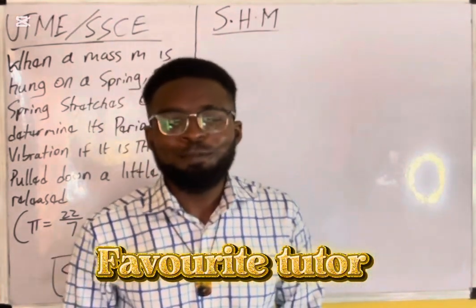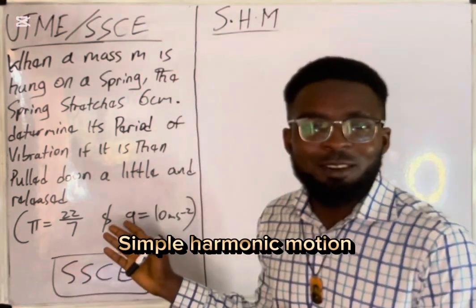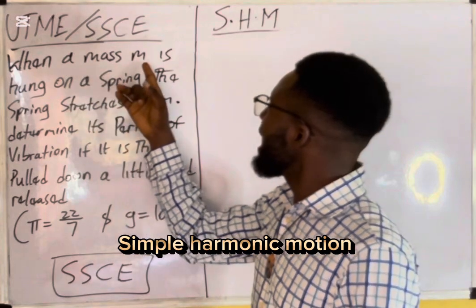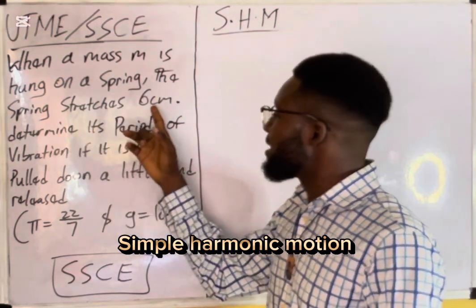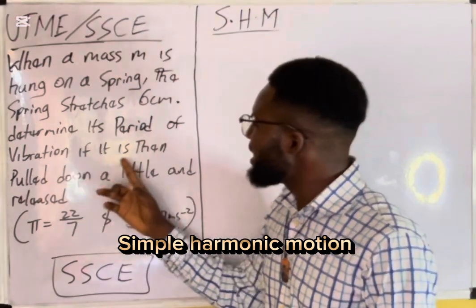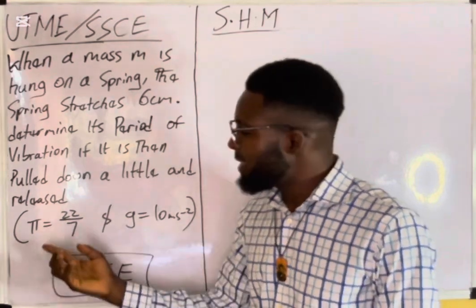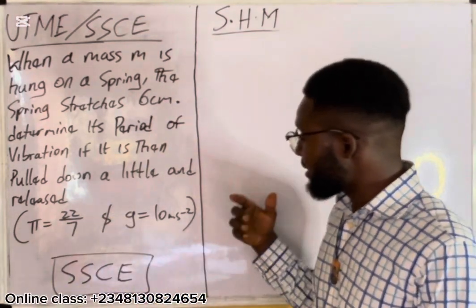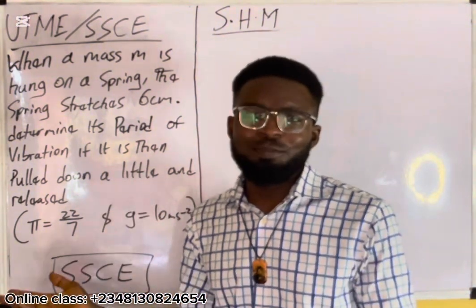Continuation from where we stopped, simple harmonic motion. Okay, I have another question on the board. This one is very interesting. When a mass M is hung on a spring, the spring stretches 6 centimeters. Determine its period of vibration if it is then pulled down a little and released. Take pi as 22/7 and g as 10 meters per second squared. This is an SSE question and it's very simple.